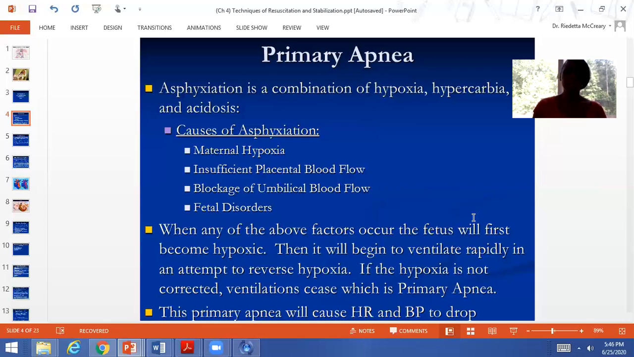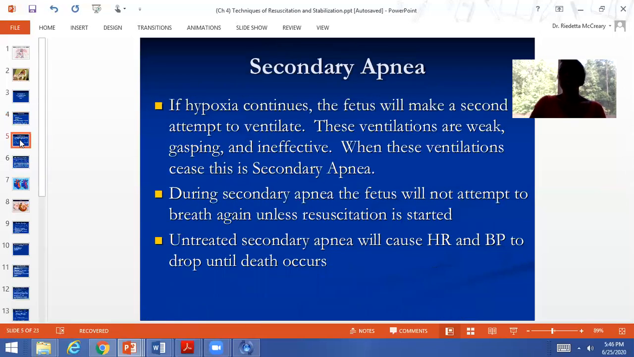As long as decelerations are in conjunction with contractions, we expect those. But if outside of contractions, the heart rate is starting to drop on the fetus, then that is a big concern. Reason being is after primary apnea kicks in, the baby could end up with secondary apnea. So if hypoxia continues, the fetus will make a second attempt to ventilate. The ventilations are weak, gasping, and ineffective. When these ventilations cease, we call this secondary apnea.